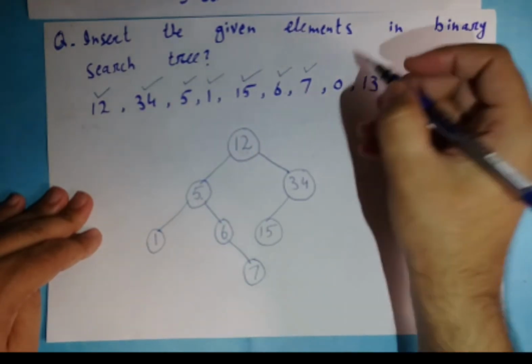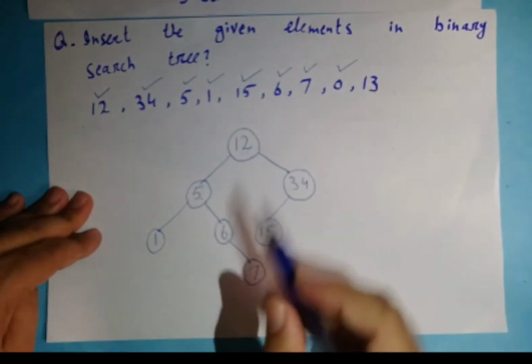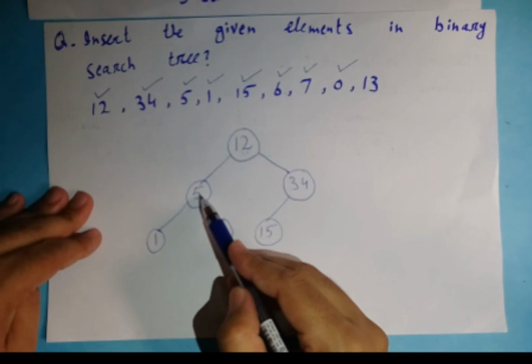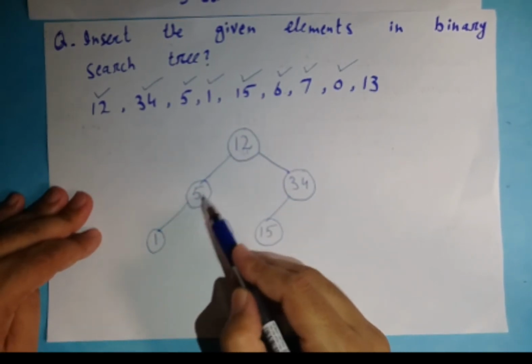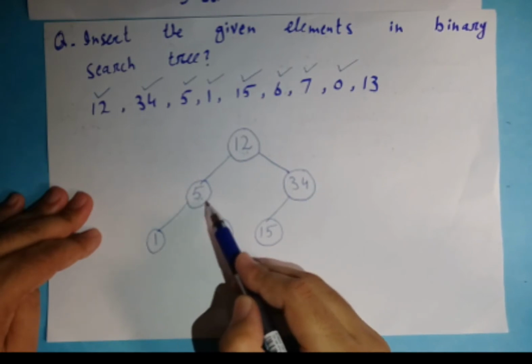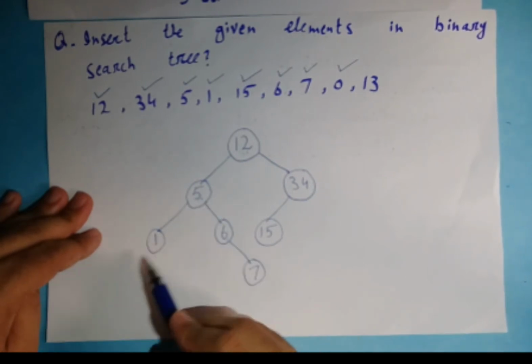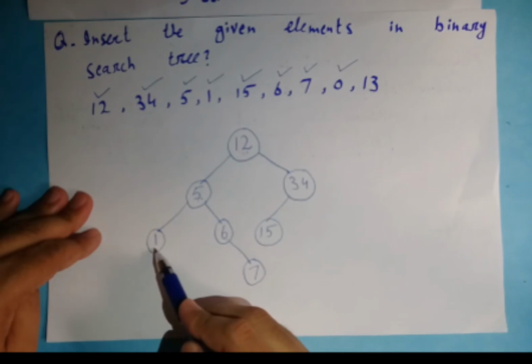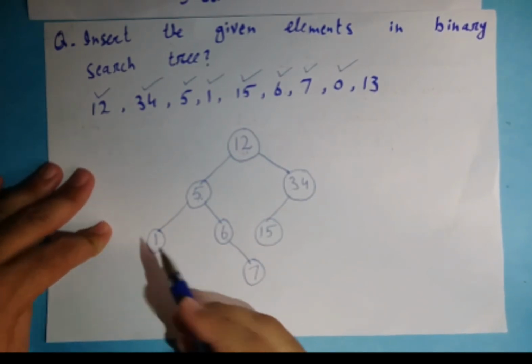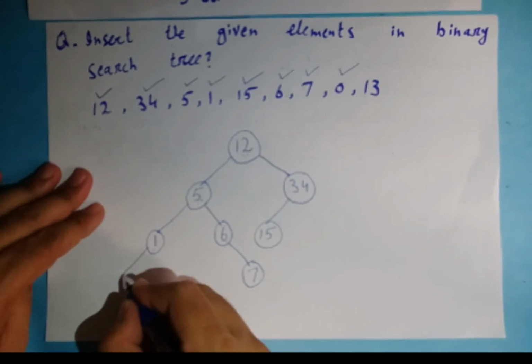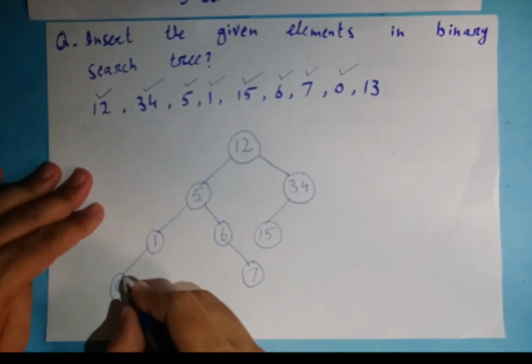After 7 the element comes 0. So now I know 0 is less than 12, so I'll go on the left hand side. Now I know that 0 is also less than 5, so again I'm gonna go on the left hand side. Now again if you see, 0 is also less than 1, so again I'm gonna go on the left hand side. So here I just write down 0.